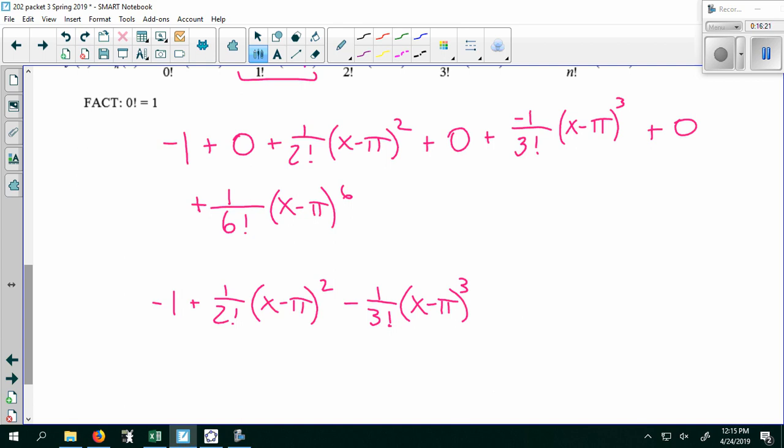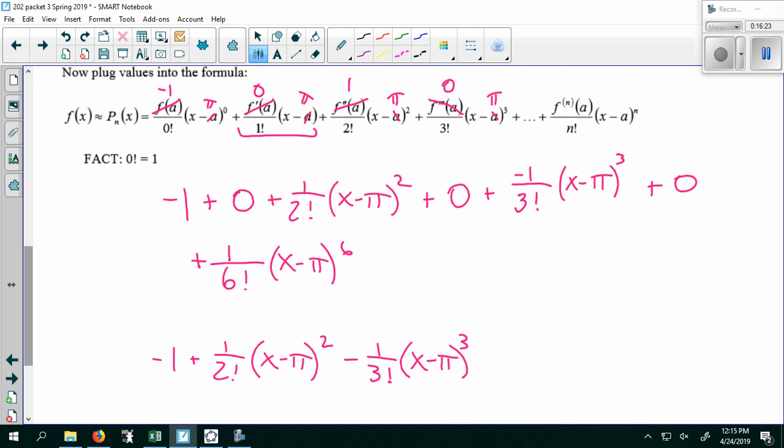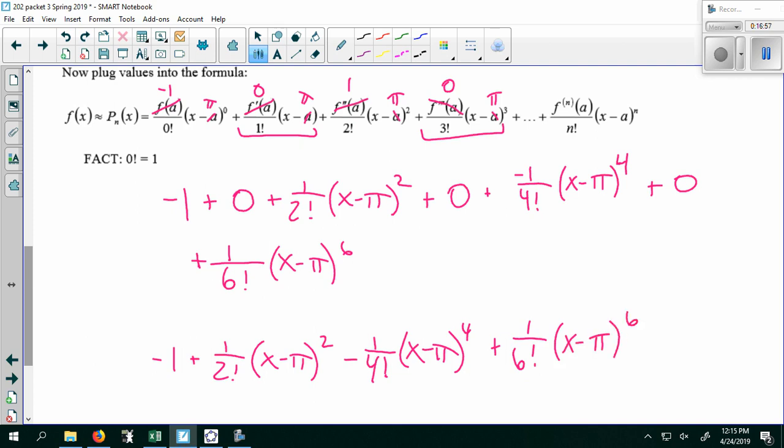Oh, I messed something up. Okay. The 3 factorial, okay, so this term was 0, which means that this term is supposed to have 4 factorial and x minus pi to the 4th power. And then the 5th term is 0, and then the 6th term. Okay, good. So this is 1 over 4 factorial times x minus pi to the 4th plus 1 over 6 factorial times x minus pi to the 6th.